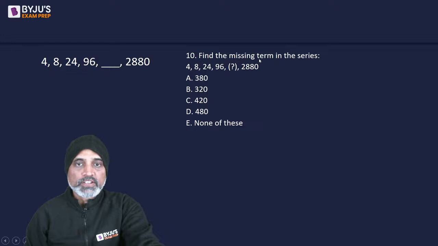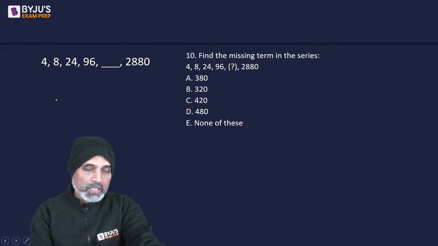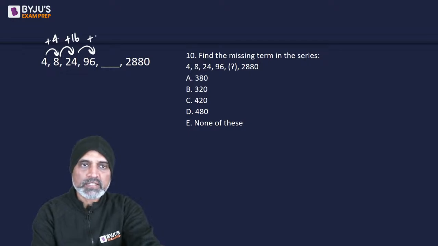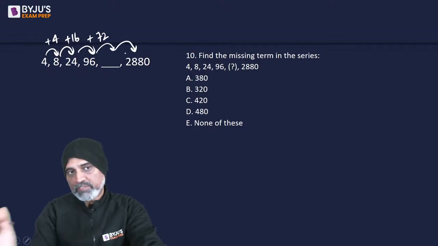Okay. Find the missing term in this series. So, सबसे पहले क्या करते हैं? We check the differences. So 4 to 8, the difference is 4. 8 to 24, the difference is 16. 24 to 96, that's a difference of 72. We don't know what change and we don't know what change, since that value is missing.